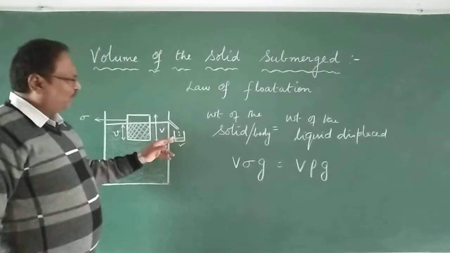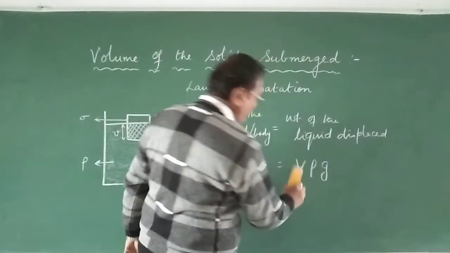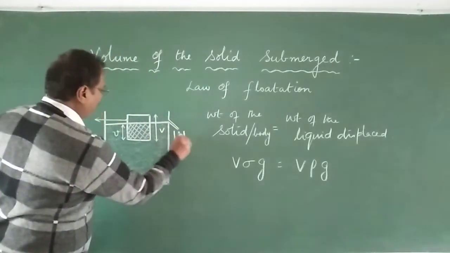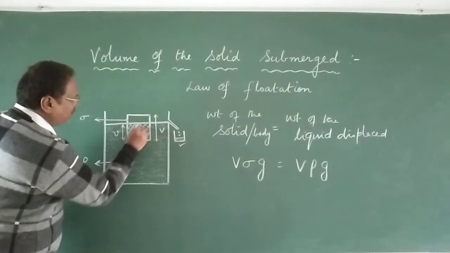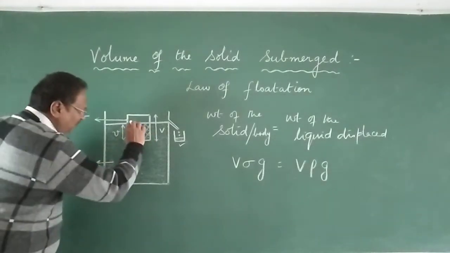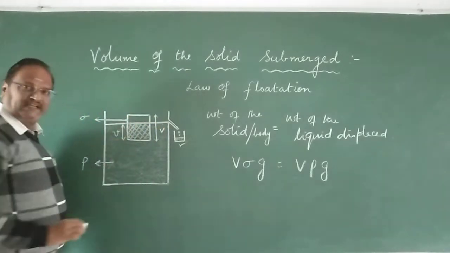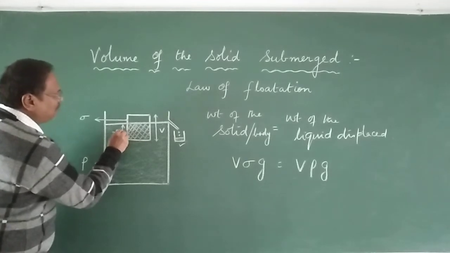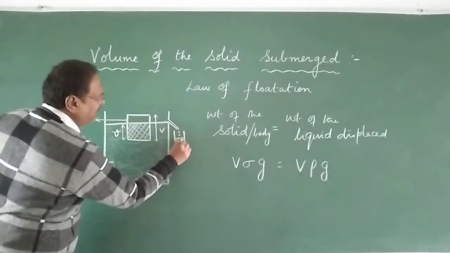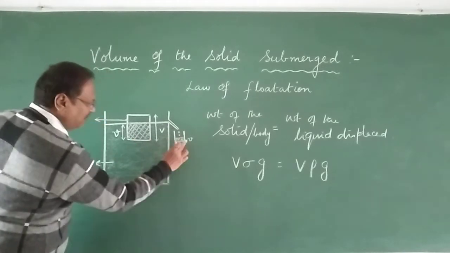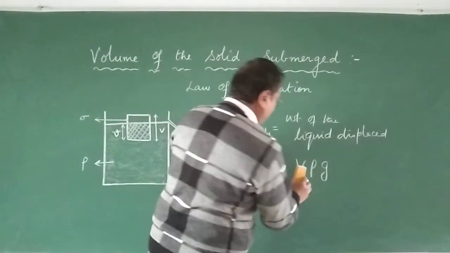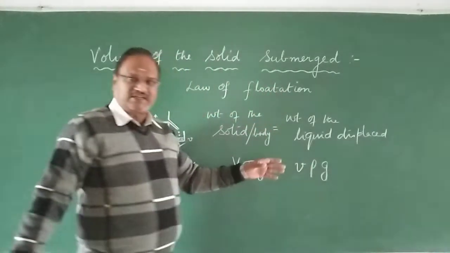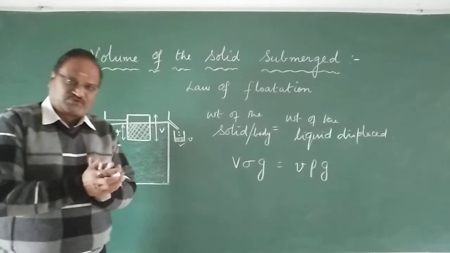How much volume will be displaced? The volume of liquid displaced will be equal to the volume of the shaded part, because only the shaded part is below the level of water. So the shaded part has a volume small v. So only this much liquid will be displaced, and instead of capital V, I can substitute small v. I hope you understand, dear students. So don't get confused.